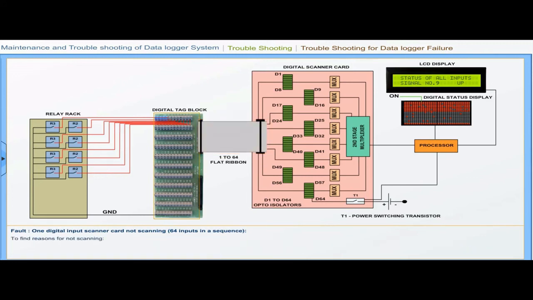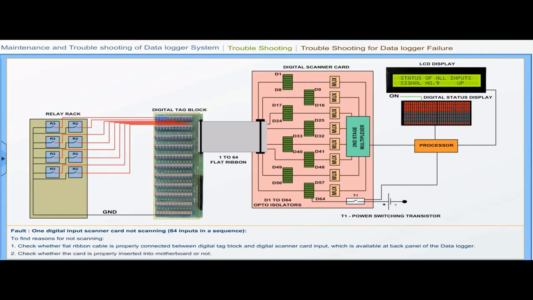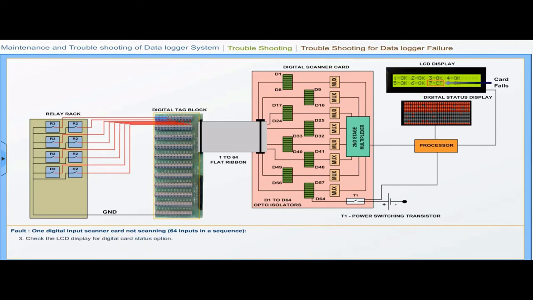To find reasons for not scanning, check whether the flat ribbon cable is properly connected between the digital tag block and the digital scanner card input, which is available at the back panel of the data logger. Check whether the card is properly inserted into the motherboard or not. Check the LCD display for the digital card status option. If the display shows CF, it indicates the digital card is not properly inserted.